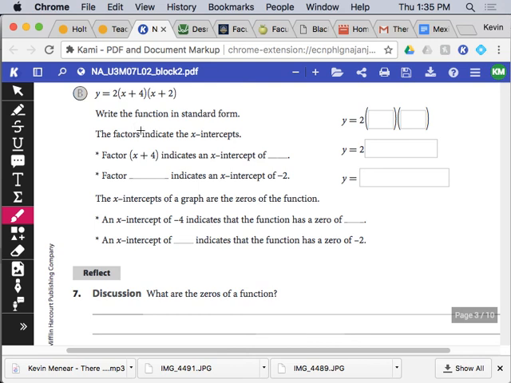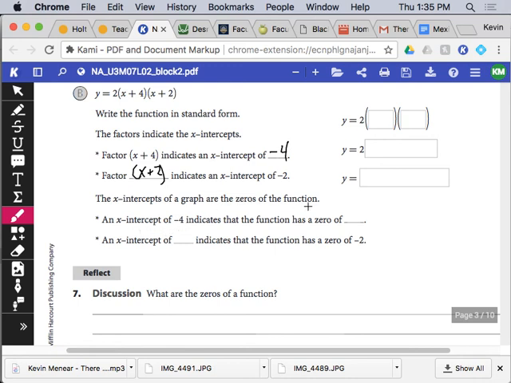All right, I just wanted to get you thinking about it, but let's take a look. Factor x plus 4 indicates an x-intercept of what? Positive 4 and negative 4. Raise your hand if you think it's positive 4. Raise your hand if you think it's negative 4. Nice, negative 4. Okay, and the other factor, x plus 2, indicates an x-intercept of negative 2.